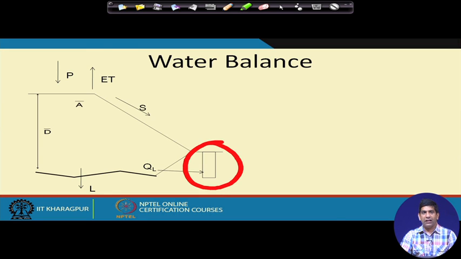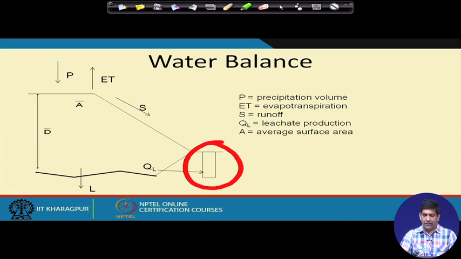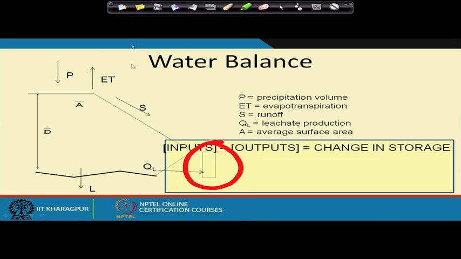Then there might be some leakage, L. If it's a well designed, engineered landfill, nicely constructed, this should not be an issue, but theoretically it is possible. L could be 0 in most cases, but it is possible. So P is your precipitation volume, E is the evapotranspiration, F is the surface runoff, QL is the leachate production, and A is the average surface area that we have. In terms of the calculation, what we can do is input minus output is the change in storage, we know that.